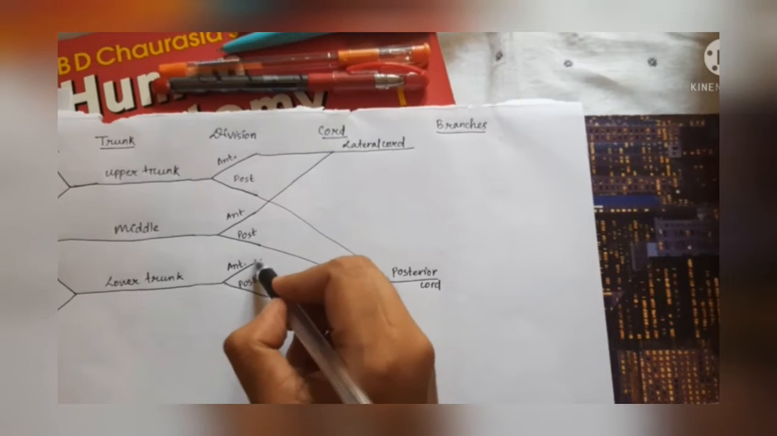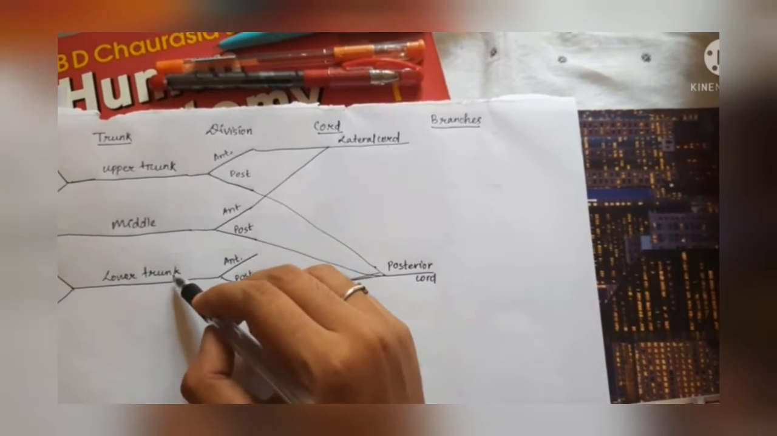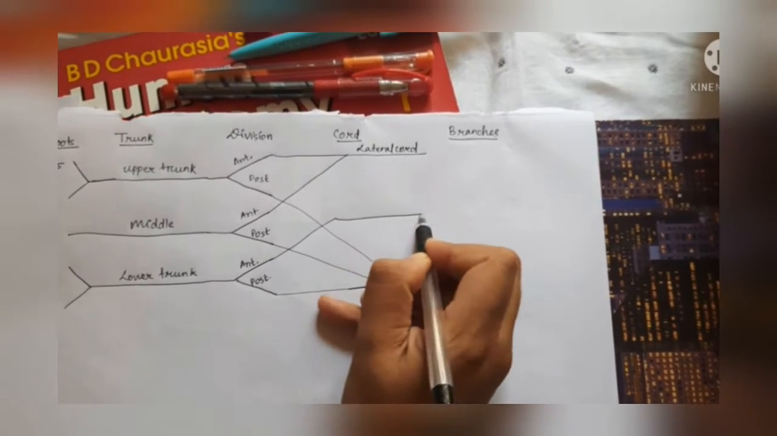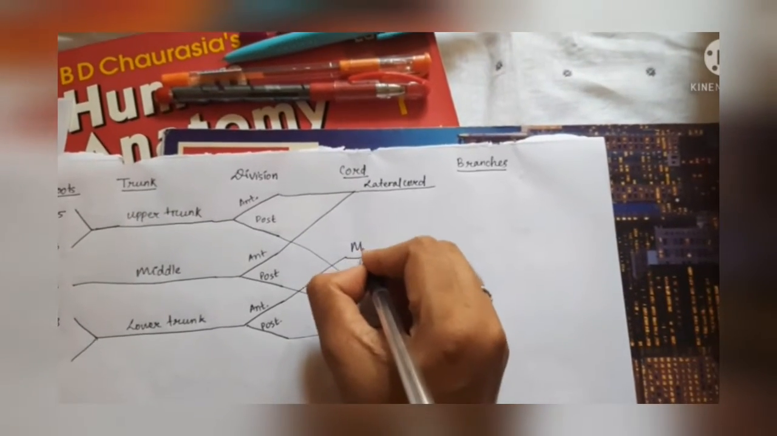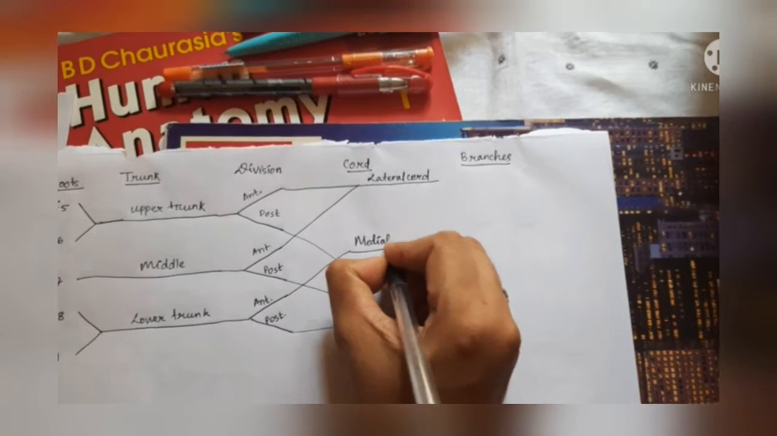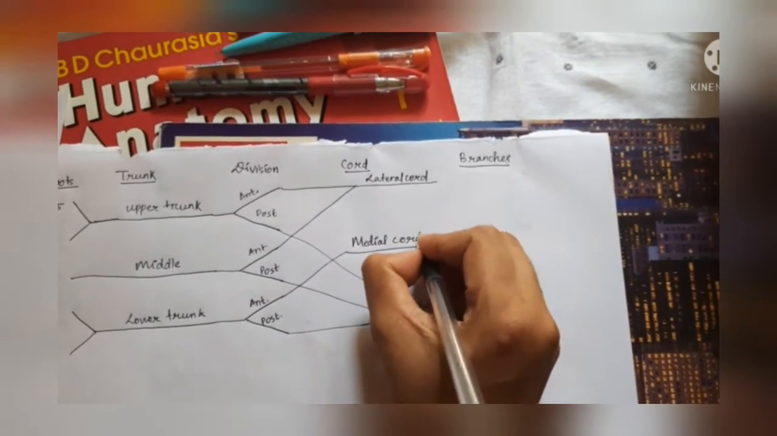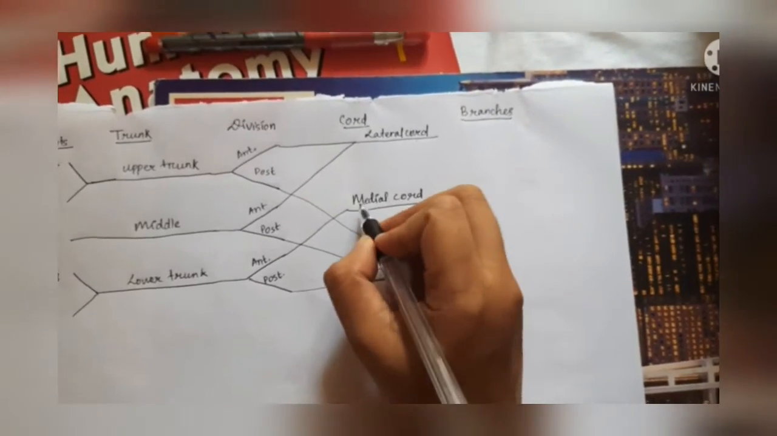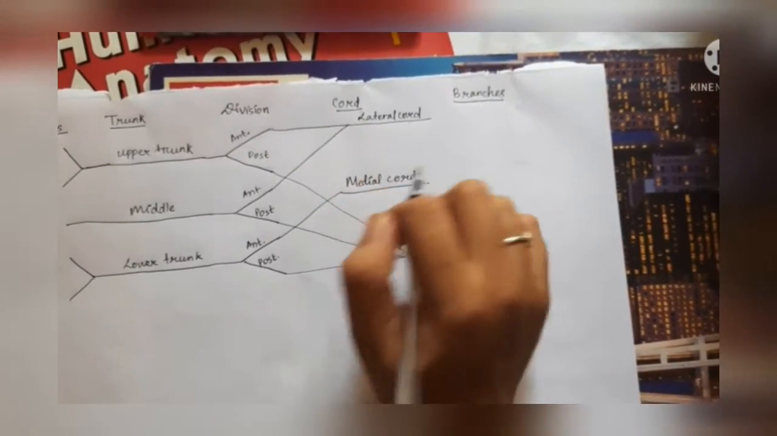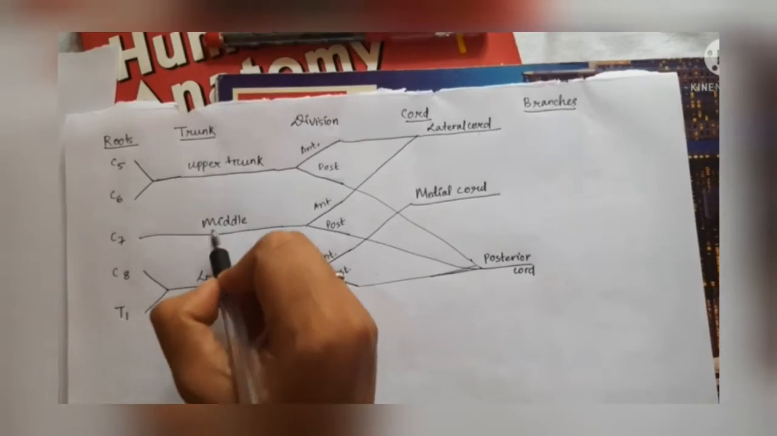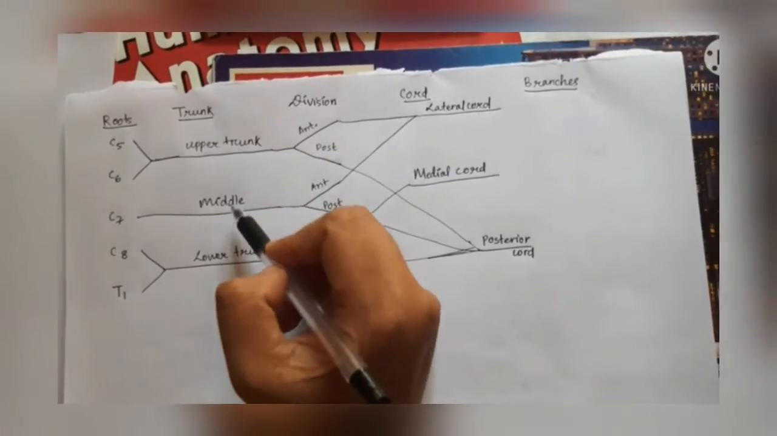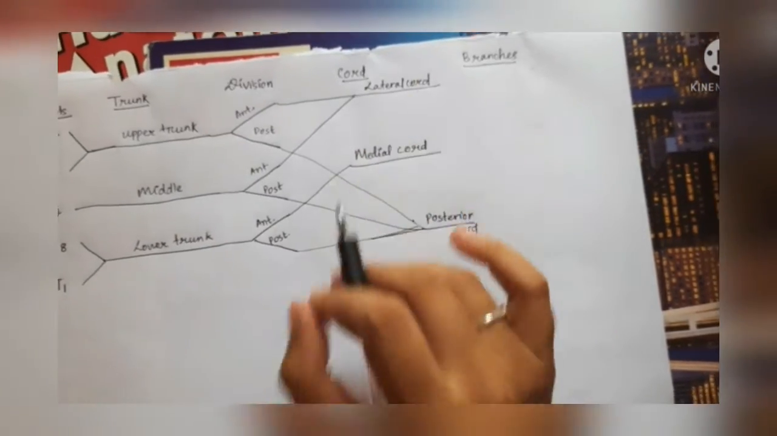Then the anterior division of the lower trunk is remaining. This one alone forms the medial cord. This is the point to remember, that this one is medial cord, not middle. The division here is of the middle trunk. The trunk is the middle trunk, but the cord is the medial cord.